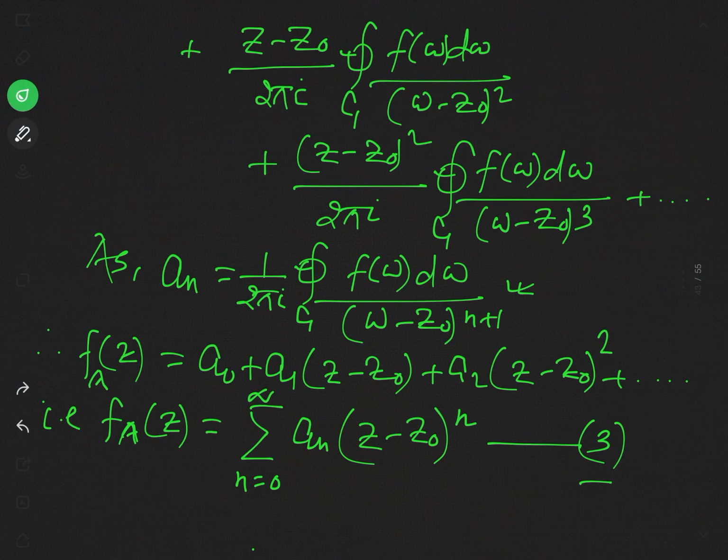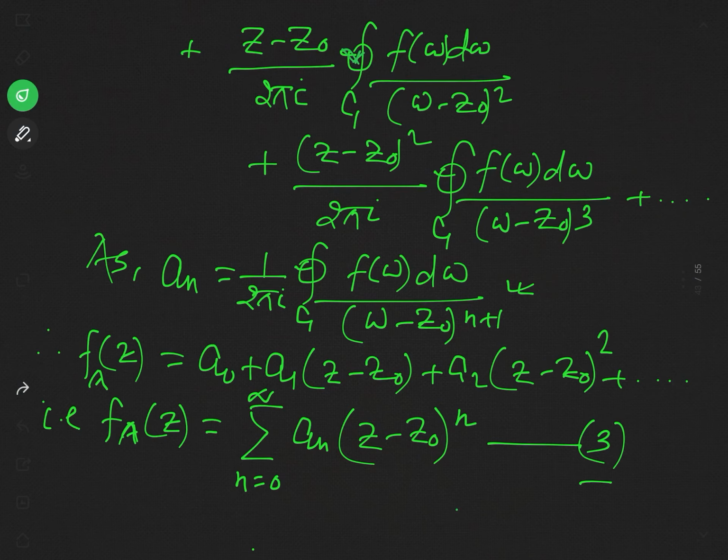So what will be the second term? The second term will be (z minus z naught) over 2 pi times the integral in anti-clockwise sense along C1 of f(w) dw by (w minus z naught) to the power 2. And similarly, the third term, (z minus z naught) whole square, will be constant because we are integrating with respect to w. So this term is taken as a constant factor and taken out of the integral, and so the third term is the integral along C1 of f(w) dw by (w minus z naught) to the power 3, and so on.